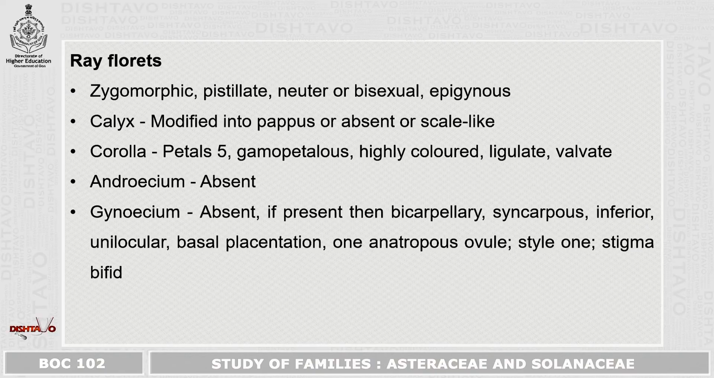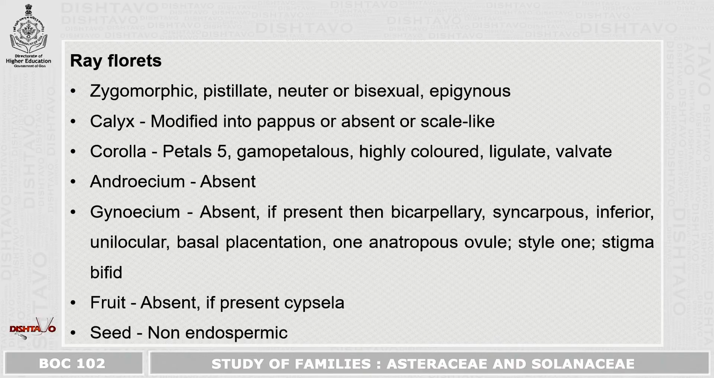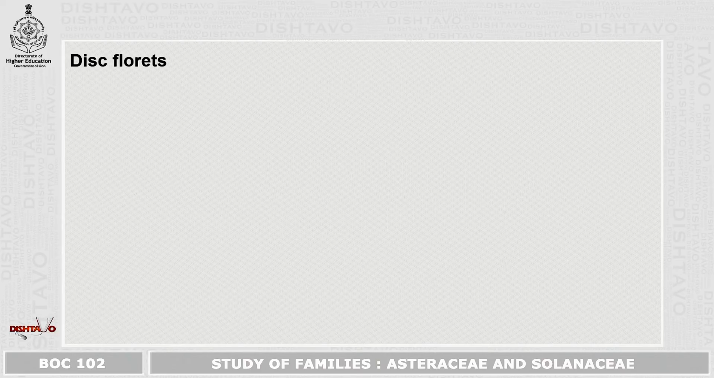Gynoecium is absent, and if present then it is bicarpellary, syncarpous, inferior, unilocular. It shows basal placentation and it has one anatropous ovule. Style is 1, stigma is bifid. Fruits are absent and if present, cypsela. Seeds are non-endospermic.